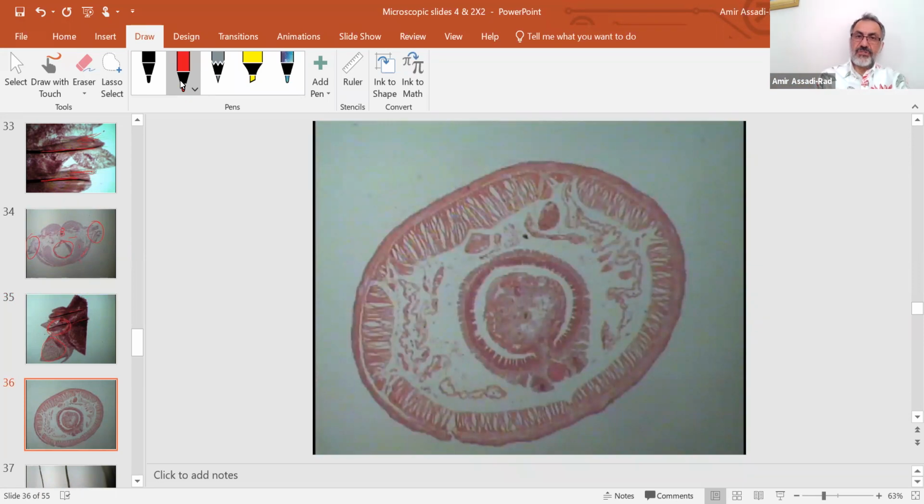Earthworm, Lumbricus terrestris, epidermis, circular muscle, longitudinal muscle, kidney, corrugated epithelial cells of the intestine, typhlosole, coelom, kidney, and these are places for setae. You can see a little bit of that. Blood vessel.